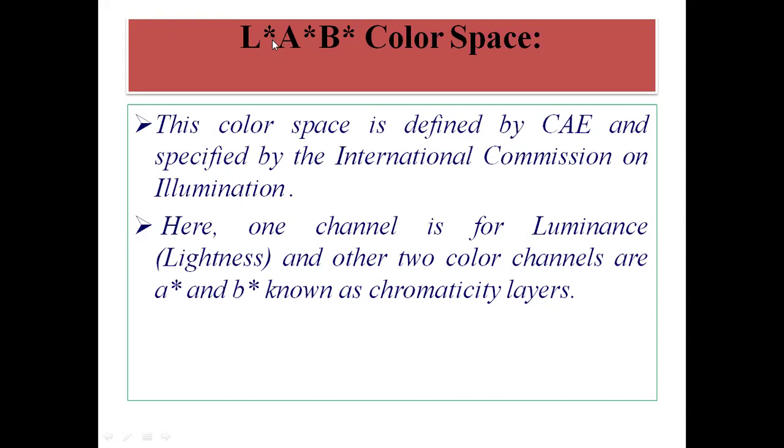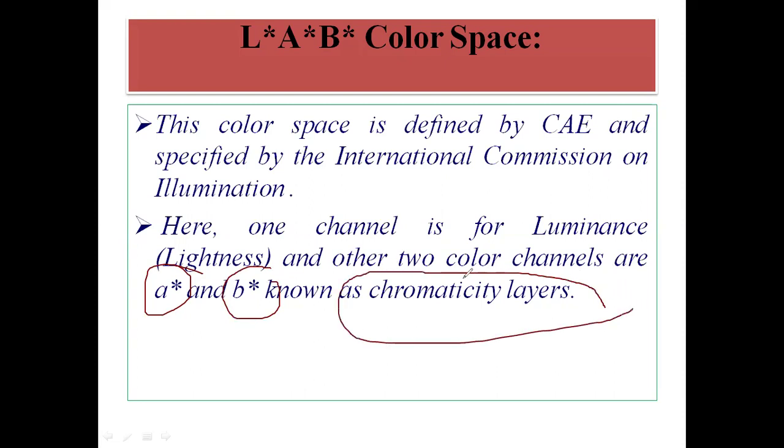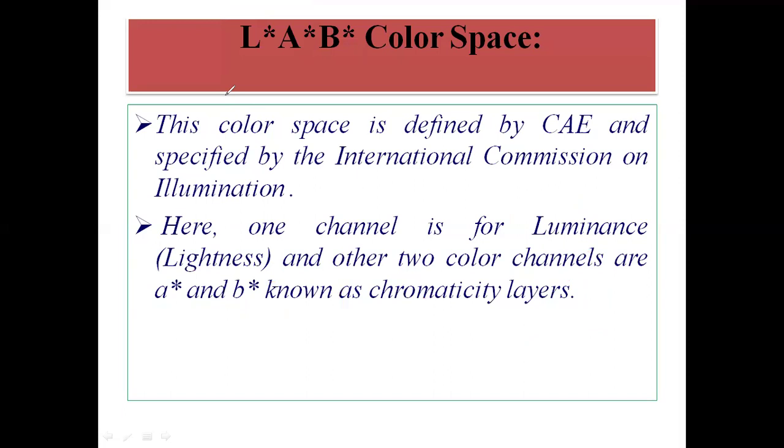Now this A, or you can say A star, and this B star, these two channels or layers are known as chromaticity layers, and actually these are the two color channels associated with this color space. And L is known as luminance or lightness. So the L channel is known as the luminance or lightness channel. Clear? Now let's discuss in detail.